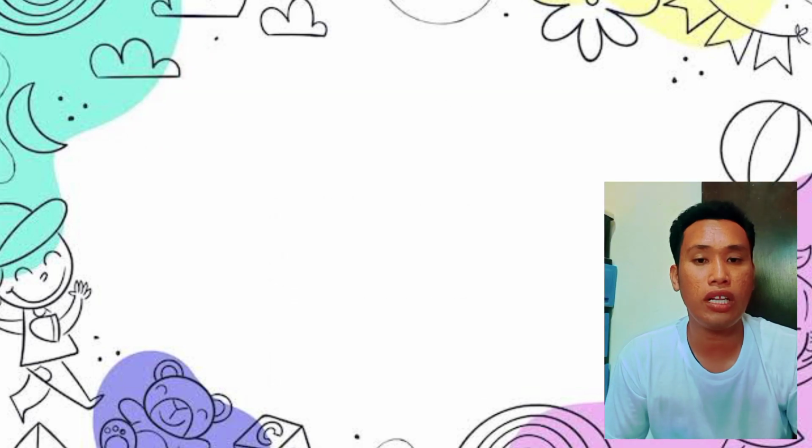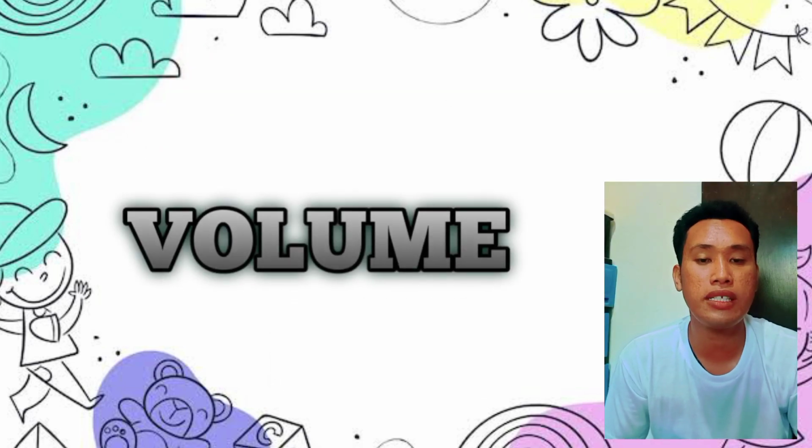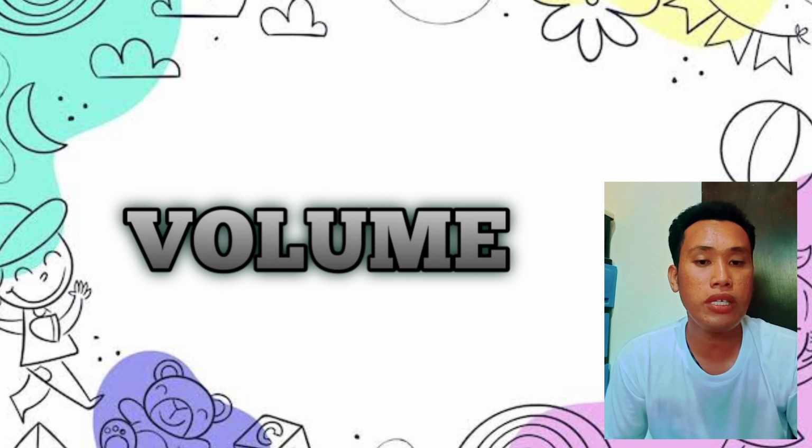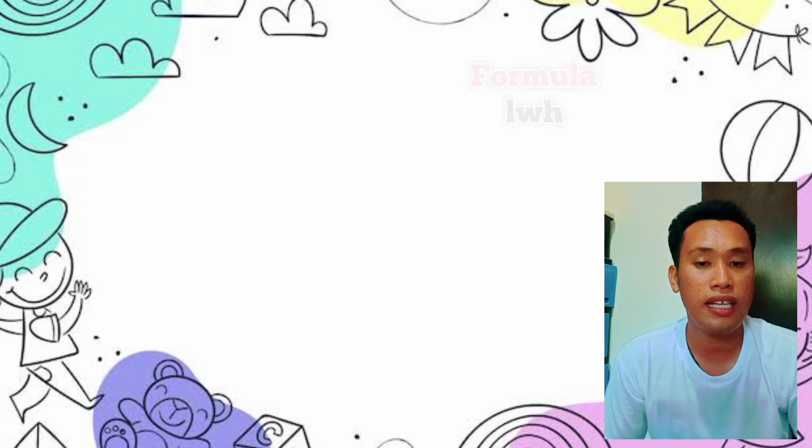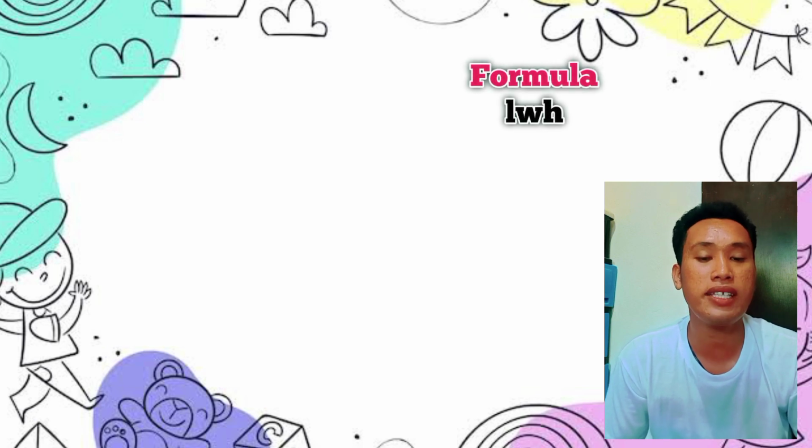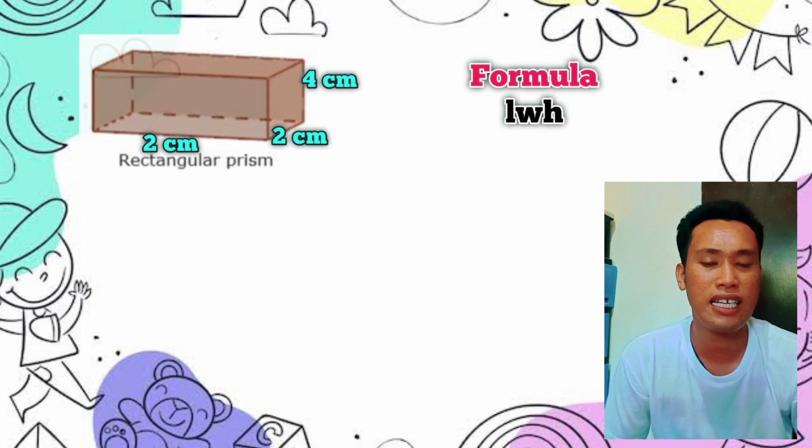The next discussion is all about getting the volume. The volume is the amount of space inside a solid figure. It is measured in cubic units. First, we will solve the volume of a rectangular prism. The formula is length times width times height. Example: length is 2 centimeters, width is 2 centimeters, and height is 4 centimeters.